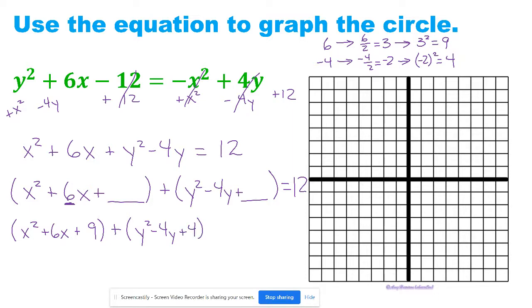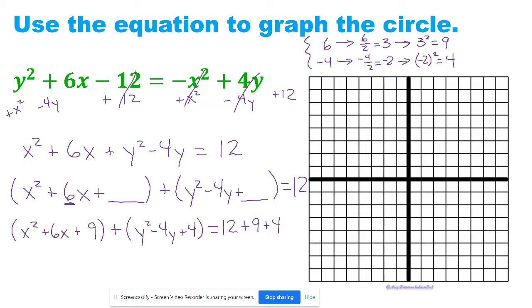And then that's equal to 12, but not really because I just added a bunch of stuff. So this is an algebra equation, so whatever I do on one side, I have to do to the other side. So because I added a 9 and a 4 on the left side, I also have to add a 9 and a 4 on the right side. So I have to keep it balanced. All right, here's why I did this whole process. Here's why I added these numbers. Because now this is what I can do.